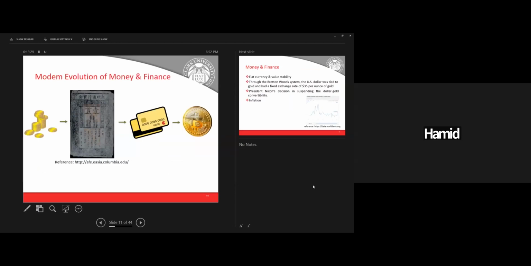Okay, so the modern evolution of financial value started from gold or silver coins. Those times, gold and silver had some intrinsic value. At least people could use it for jewelry, or for some silverware, but at least they had some intrinsic values.